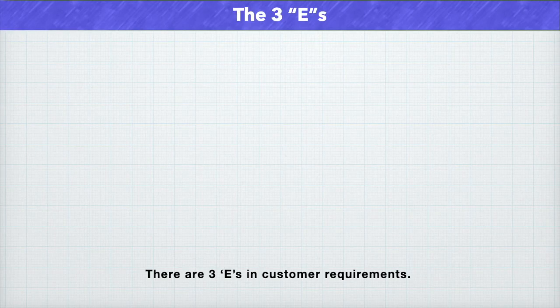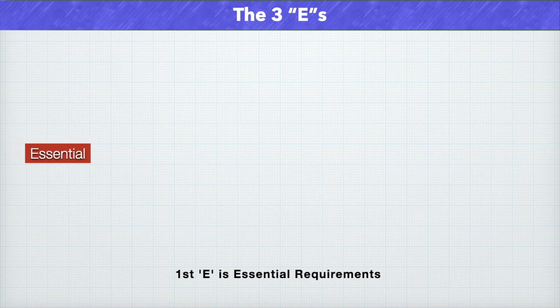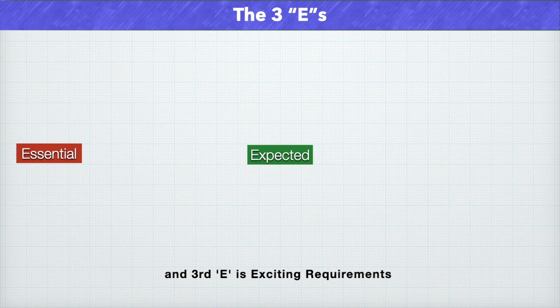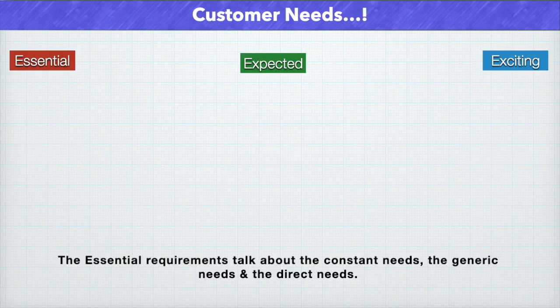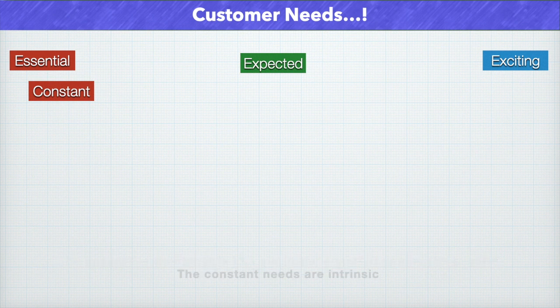There are 3 E's in customer requirements. The first E is essential requirements. The second E is expected requirements. And the third E is exciting requirements. The essential requirements talk about the constant needs, the generic needs, and the direct needs. The constant needs are intrinsic.